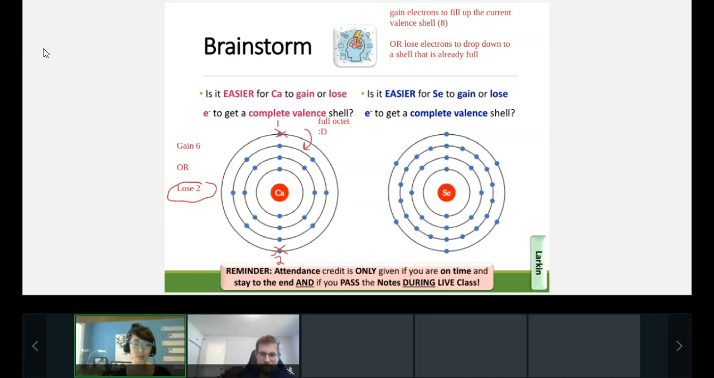So when calcium bonds with other atoms, it wants to get rid of 2 of its electrons. That's the way that it bonds, by getting rid of 2 electrons so that it becomes happier and more stable.